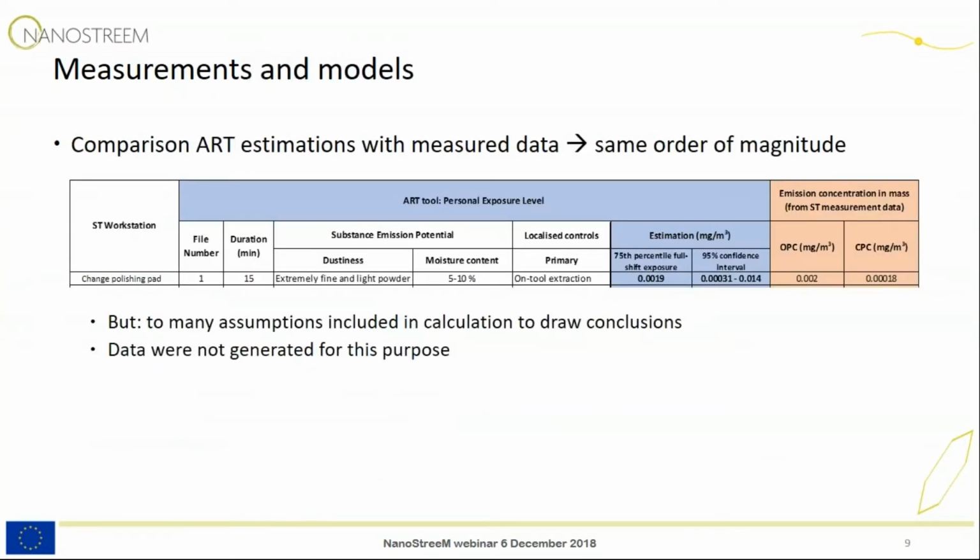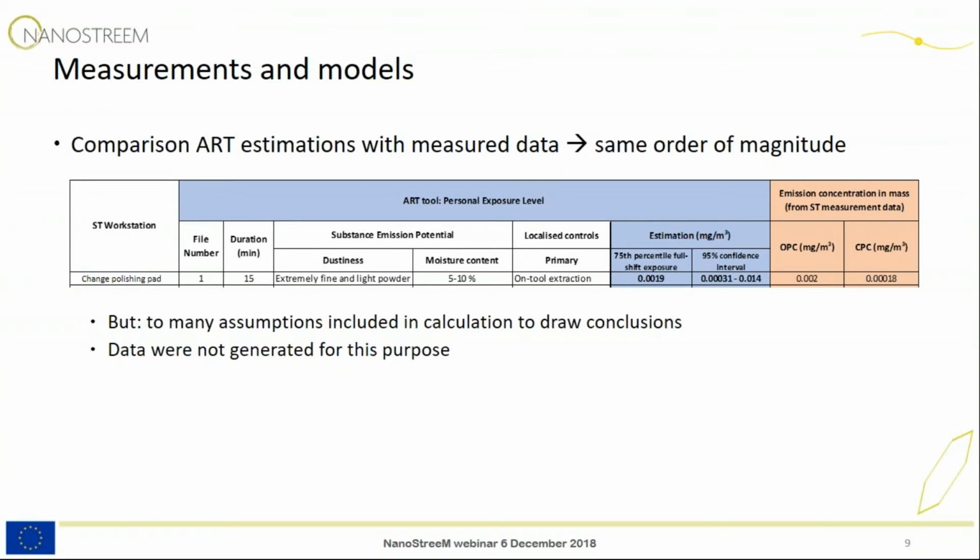So it is possible to measure. We do have models, and then we dug into the possibility to combine measurements and models. So the first thing that we did is make a comparison between the ART estimations with the measured data. And we found out that they are in the same order of magnitude, even though ART is not calibrated for nanomaterials. But unfortunately, ART estimates in mass, while the measurement data were in particle number counts. So we needed to recalculate the number counts into the mass.